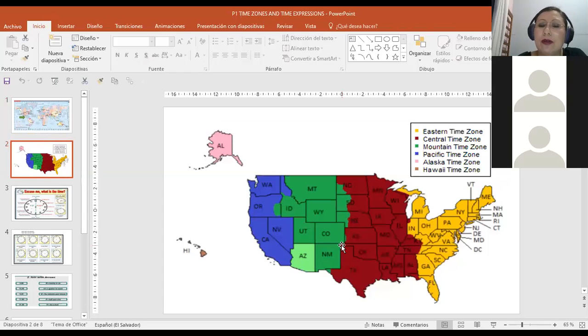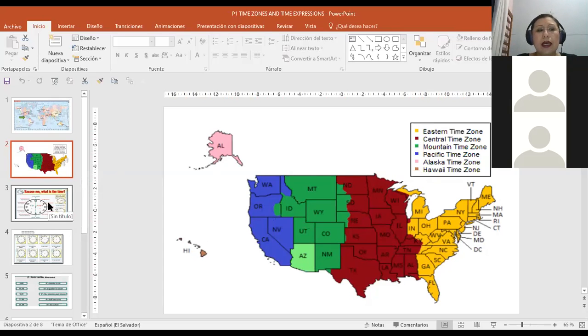So let me go here. We have, for example, the United States. You have the blue, which is the Pacific time zone, the green, which is the mountain time zone, the red one, or wine color, that is central time zone. And then you have the yellow, which is the eastern time zone. We have also Alaska time zone, which is here, Hawaiian time zone, which is here. And then you have, that's it.